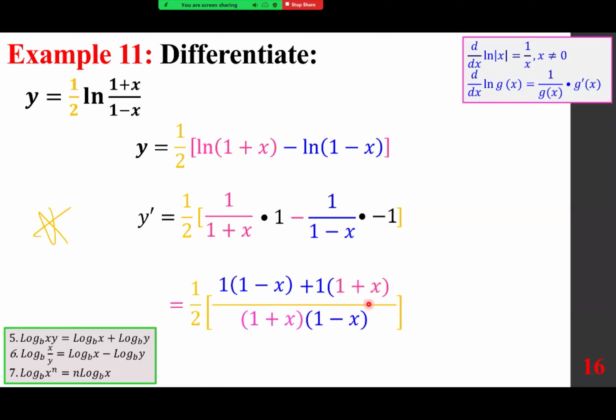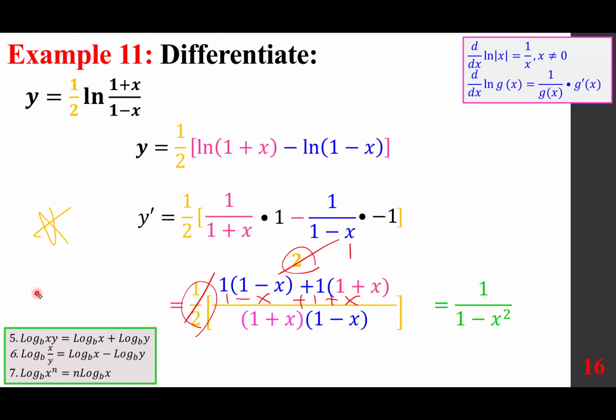And all you have to do, combine these two. Notice this one is 1 minus x plus 1 plus x, and the answer is 2. These two cancel each other. The numerator is 1. And the denominator is the product of 1 plus x and 1 minus x, which is 1 minus x squared. So the final answer is 1 over 1 minus x squared.